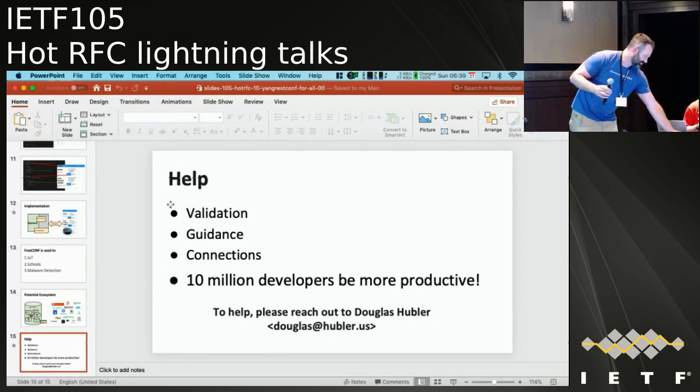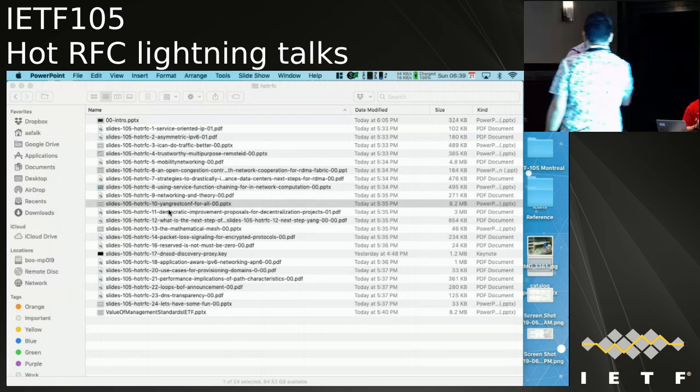If the IETF is about anything, it's about bringing Mai Tais into schools.